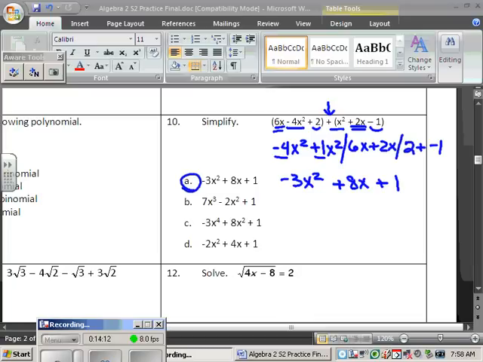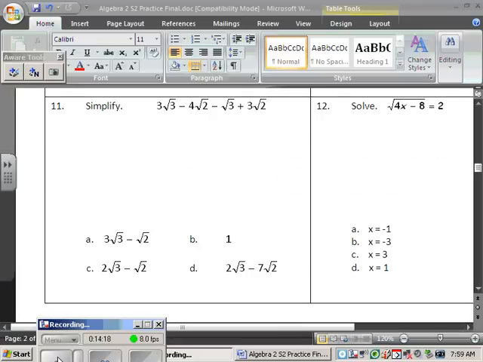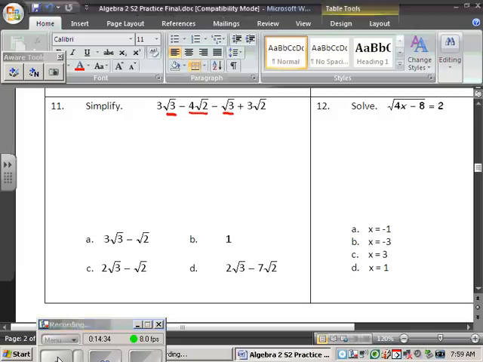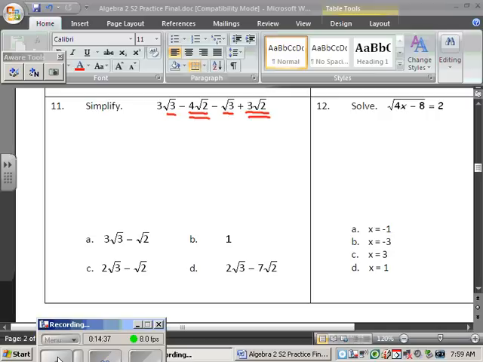Okay, let's move on to number 11. Okay, in number 11, we're adding radicals. Not too different from the previous problem in that we can only add radicals that are like terms. Now for radicals to be like terms, they have to have the same number under the radical symbol. So notice that 3 radical 3 and negative radical 3 have the same radical, as well as negative 4 radical 2 and 3 radical 2. Let me go ahead and put 3 radical 3 minus radical 3 together, and then negative 4 radical 2 and 3 radical 2 together.